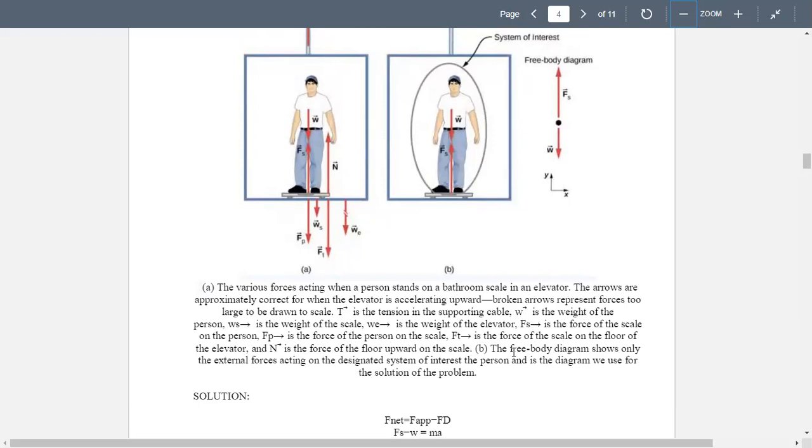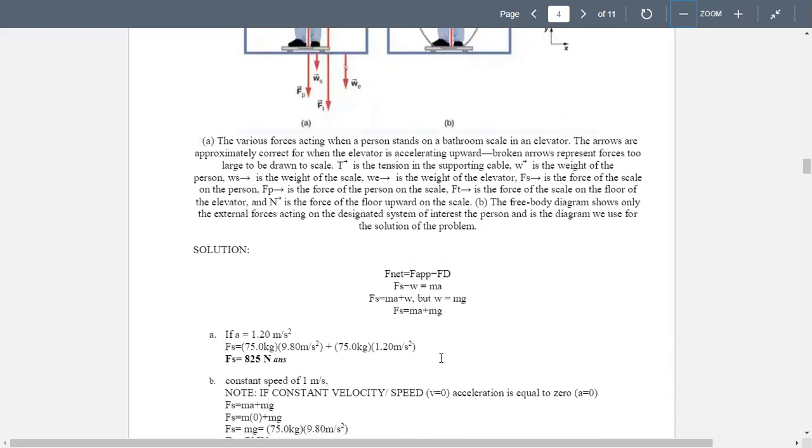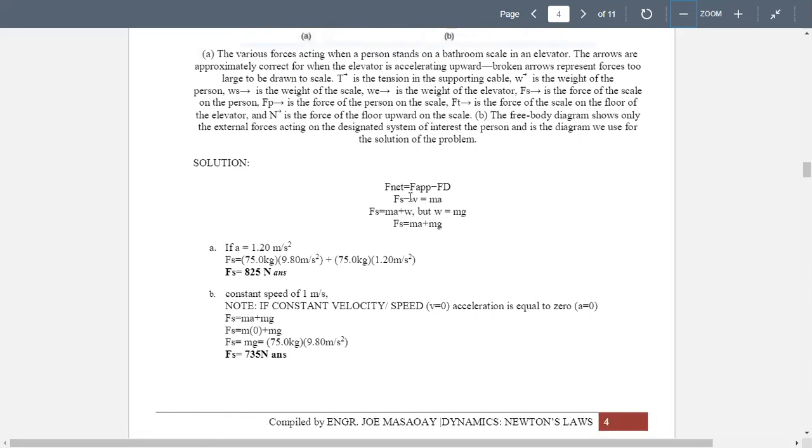The free body diagram shows only the external forces acting on the designated system of interest, the person, and is the diagram we use for the solution of the following problem. F net now would be equal to F up minus F down, okay? And then Fs minus the weight would be equal to mass times acceleration. Fs is equal to mass times acceleration plus the weight. But take note, your W or weight would be equal to mass times gravity.